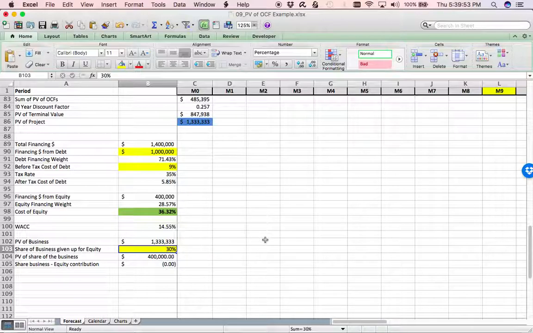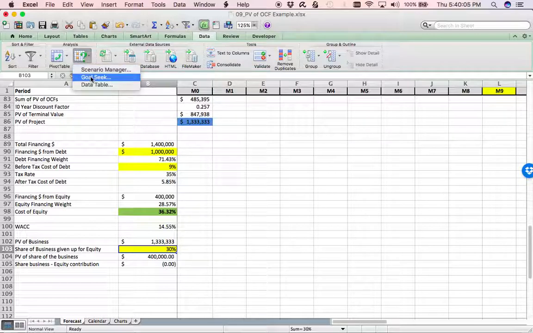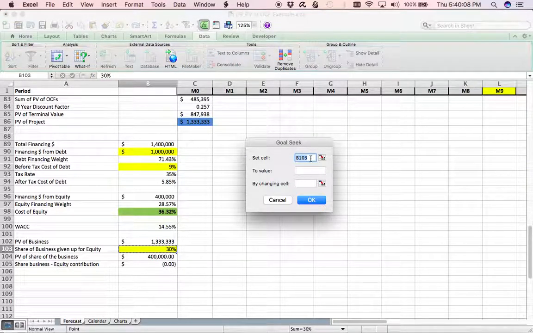Now, one of the things that you could do is maybe you could target a share, right? So let's just use our goal seek again. Let's go here and say data, what-if analysis, goal seek. And I want to set cell cost of equity. Let's say that I think 20% is a fair, so 0.20 is a fair cost of equity. And I'm going to do that by changing the share of the business I give up.